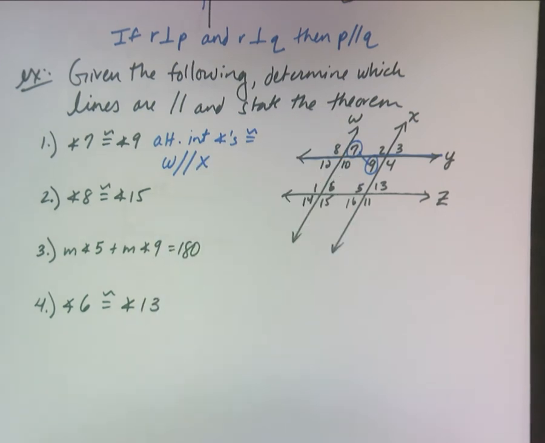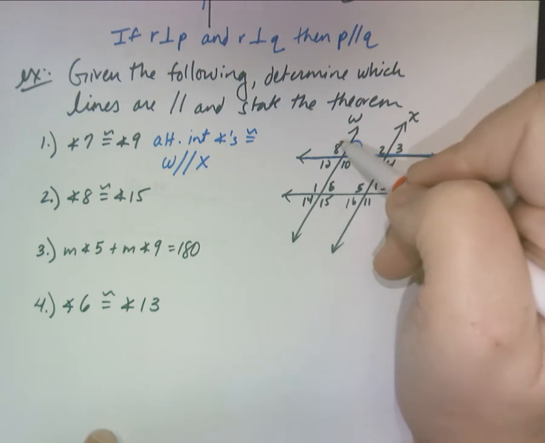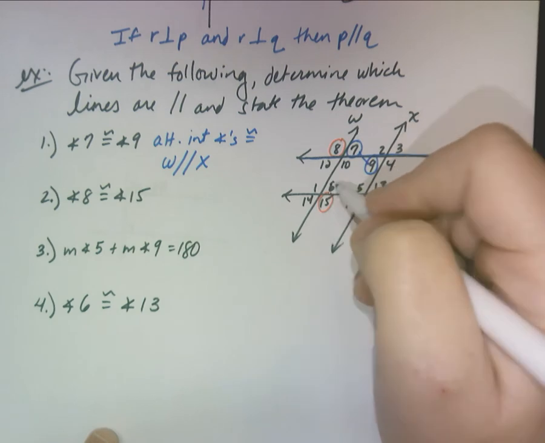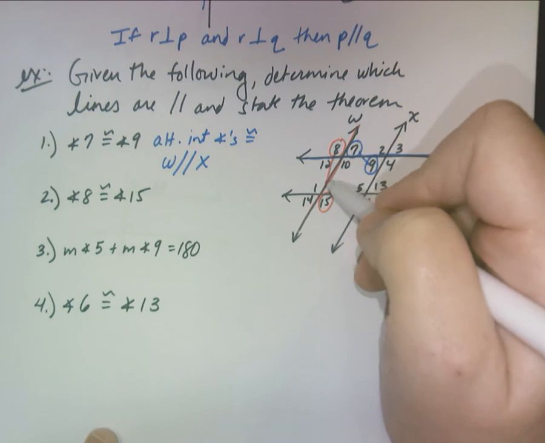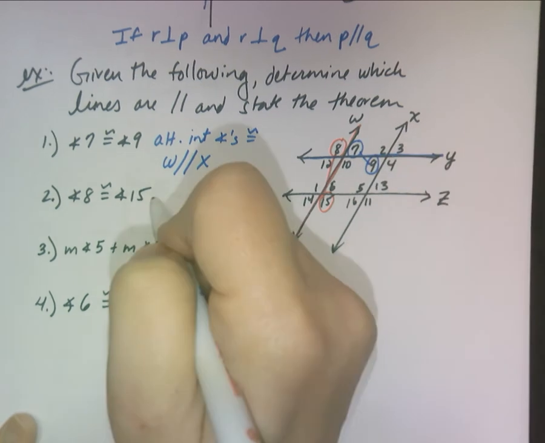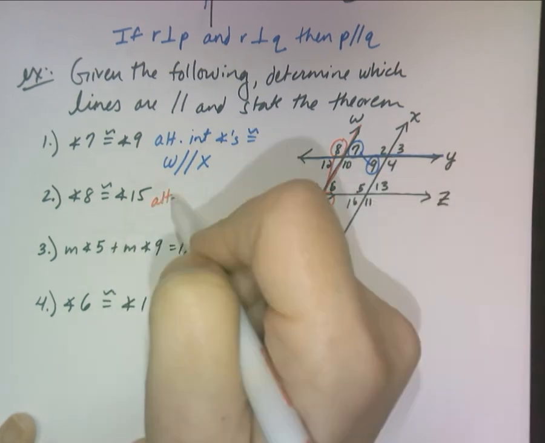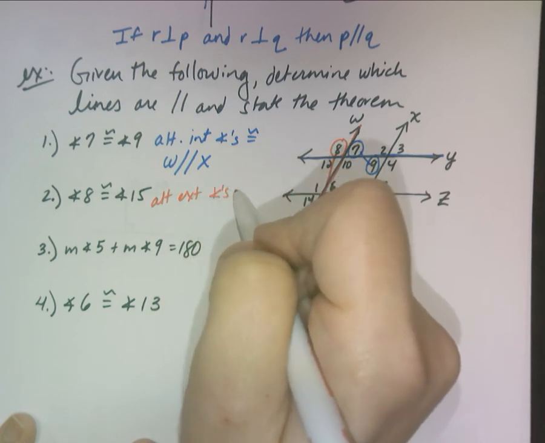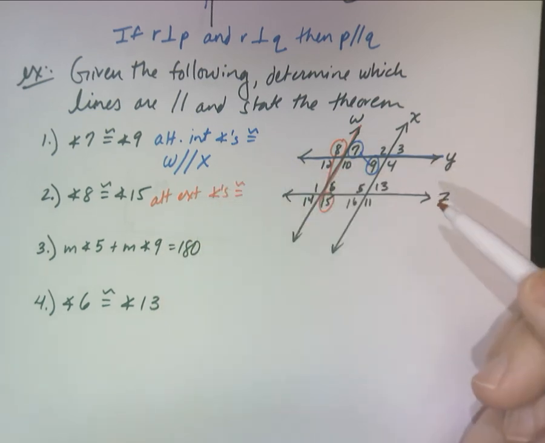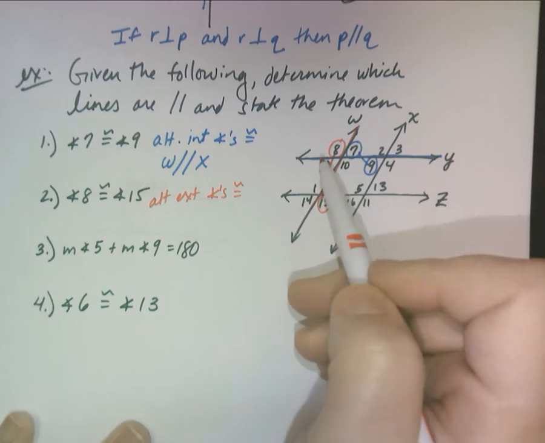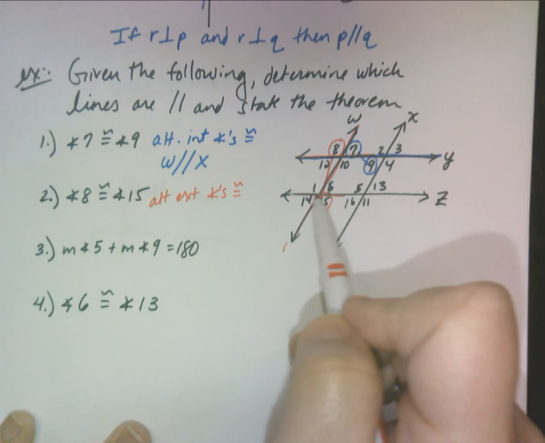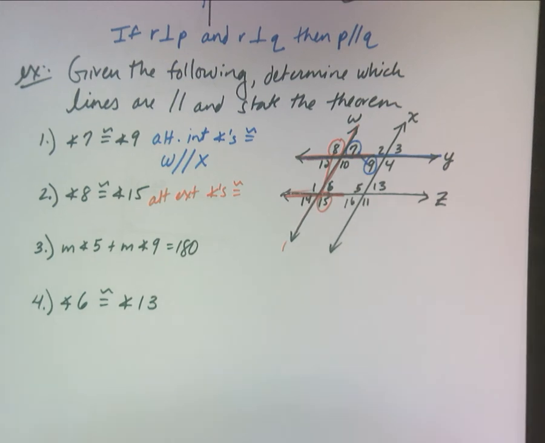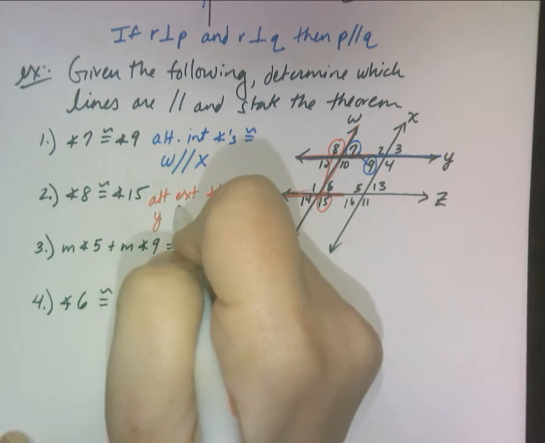All right, let's try another one. 8 and 15. All right, let me find 8 and 15. Okay, so again, looks like they're alternating across this transversal. So they are alternating exterior angles being congruent. And which two lines would they be then parallel? Well, again, if this is my transversal that they're alternating across, those would be the two parallel lines. Y would be parallel to Z.